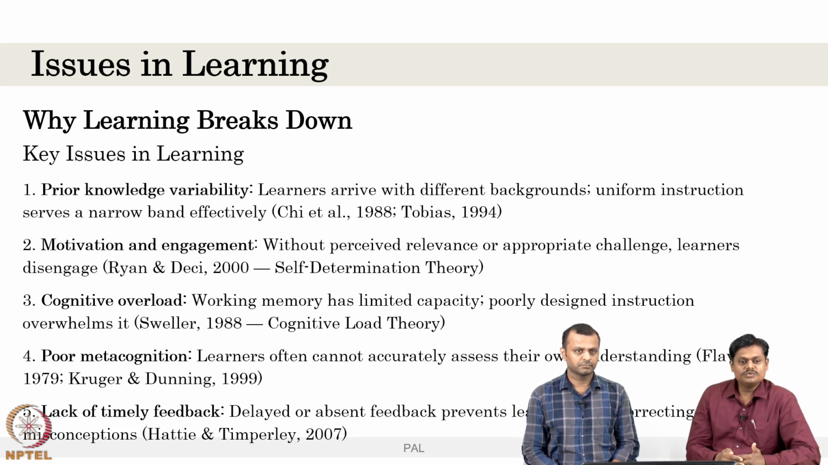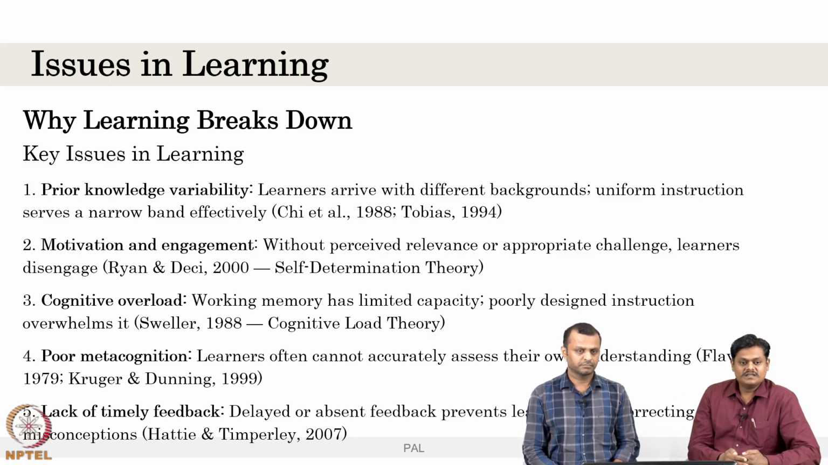The third issue with learning is cognitive overload. Cognitive overload is a very important point nowadays. We can see that due to media overload, different types of information are coming from all directions, and cognitive overload comes into the picture. That is a generic example, but in the context of structured content and structured learning environments also, cognitive overload can happen with learners. Working memory has limited capacity. Poorly designed instruction overwhelms the learner, hence cognitive overload occurs and it fails the learning process.